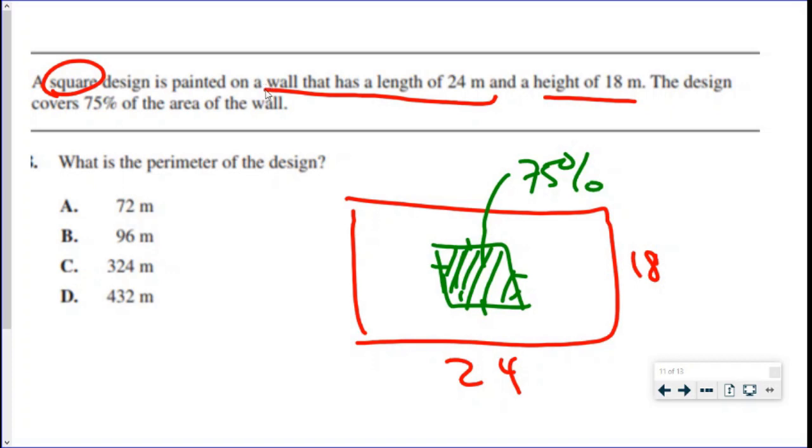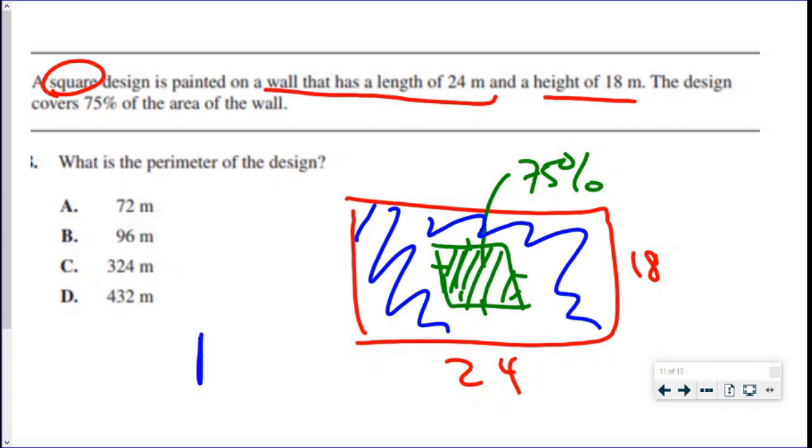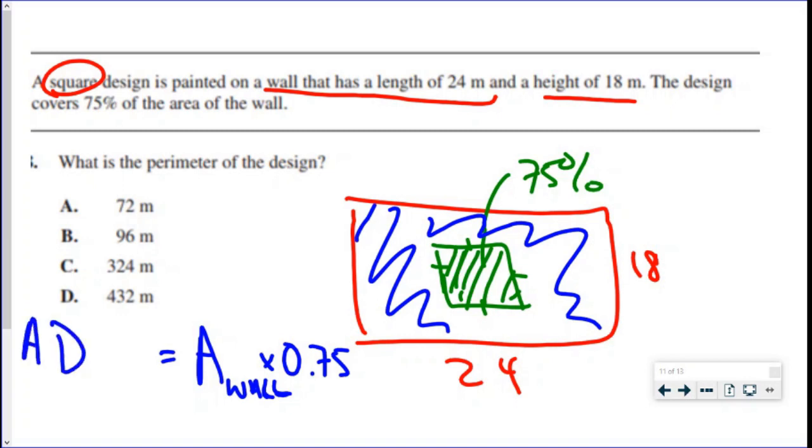Okay, and without getting too much into the math here, I would find the area of the wall, and I would take that area and I would multiply it by the 75%. This gives you the area of the design. So this would be the area of the design. And then from that area, I would take the square root, and I would get my answer.